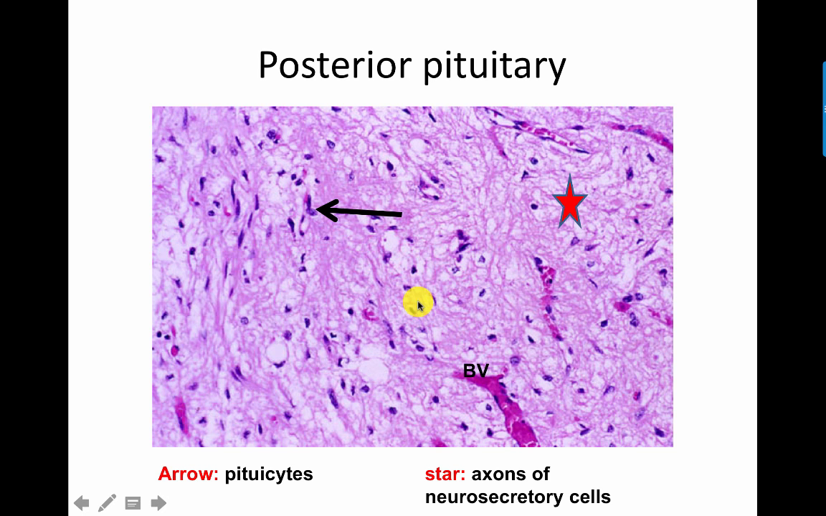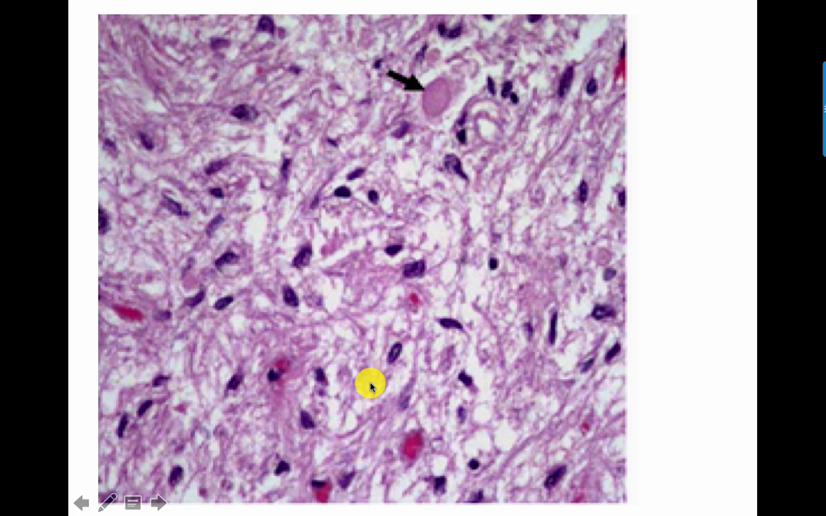Here we have the posterior pituitary showing 4 structures. We have the red fibers, which are the axons of neurosecretory cells, supraoptic and paraventricular nuclei present in the hypothalamus. And here we have the nuclei of the pituicytes, and here we have the fenestrated capillaries present here. Of course, we have Herring bodies, but they are not present in this part of the section.